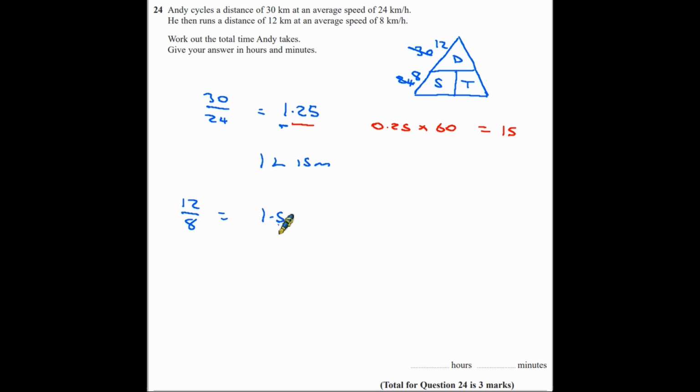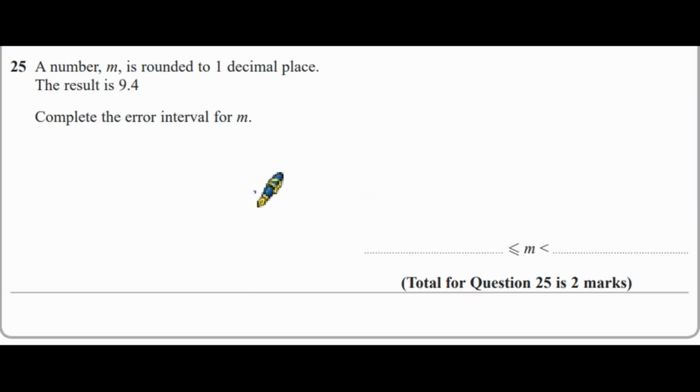Now 1.5 is a little bit easy. We can do the same. We can multiply the 0.5 by 60. But 1.5, that's 1.5. So 1.5 hours is 1 hour and 30 minutes. If we add the two times together, we have got 2 hours and 45 minutes. And that's our answer.